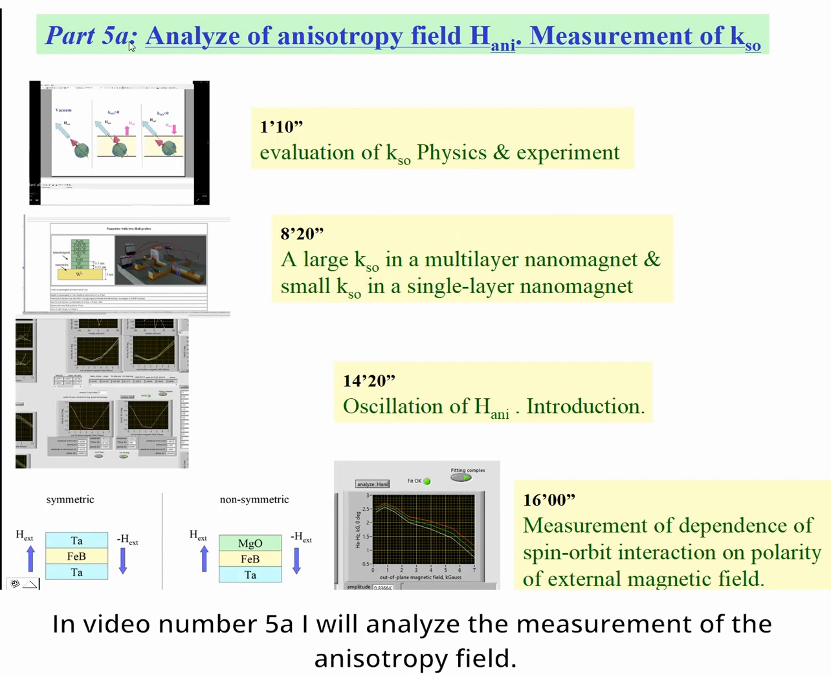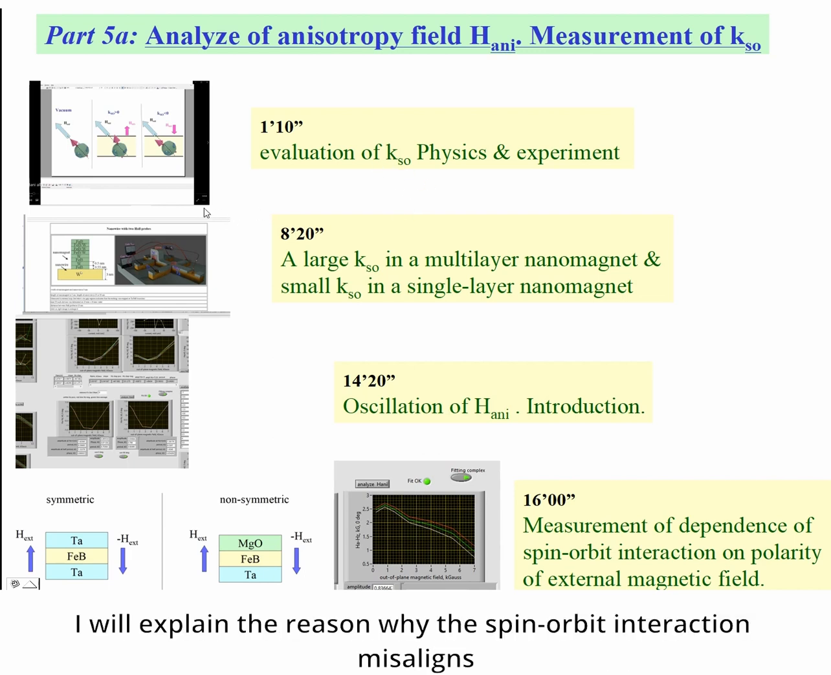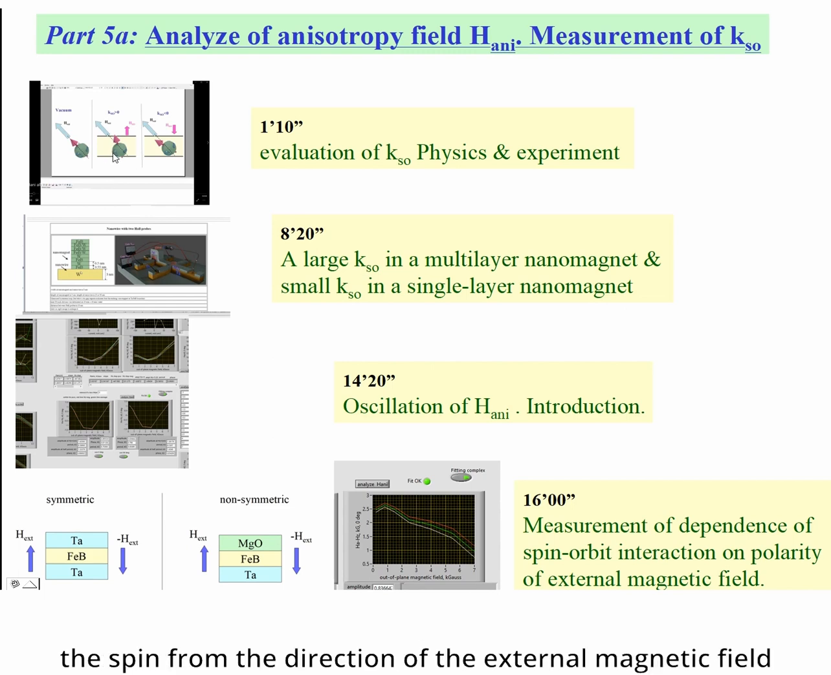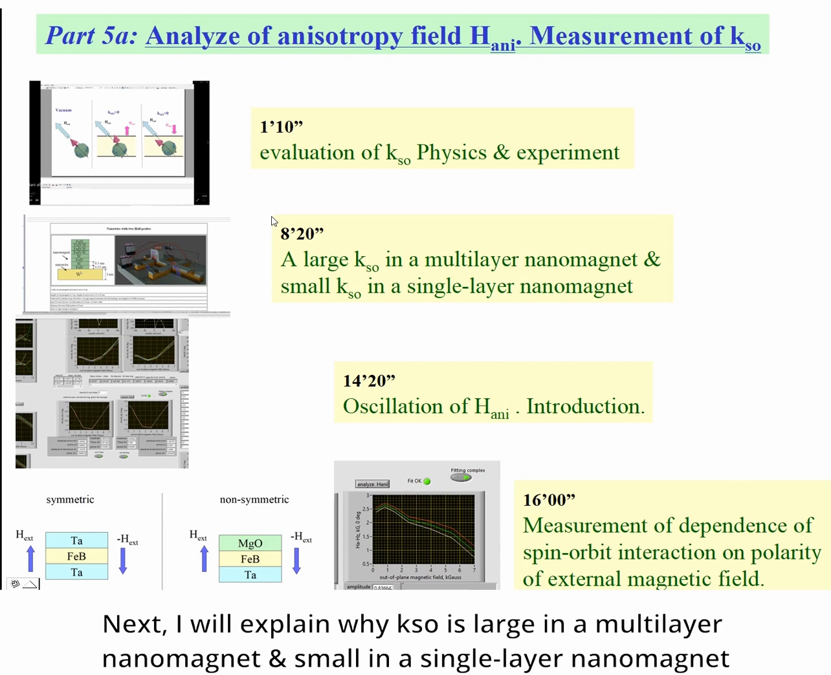In video 5a, I will analyze the measurement of anisotropy field. First, I will explain how to evaluate the coefficient of spin-orbit interaction. I will explain the reason why the spin-orbit interaction misaligns the spin from the direction of the external magnetic field and how the strength and polarity of spin-orbit interaction can be evaluated from it. Next, I will explain why the coefficient of spin-orbit interaction is large in a multilayer nanomagnet and small in a single-layer nanomagnet.